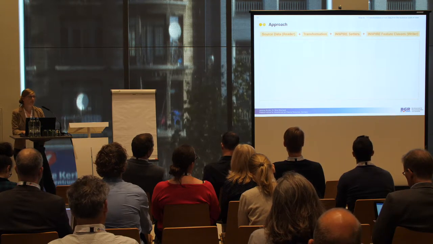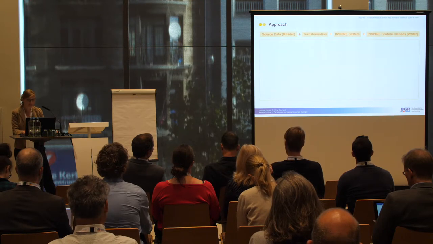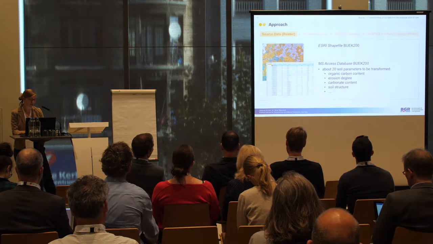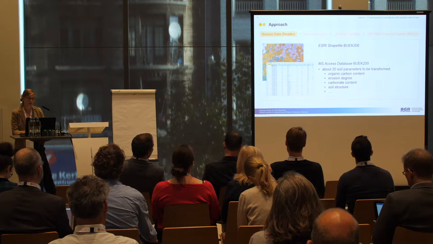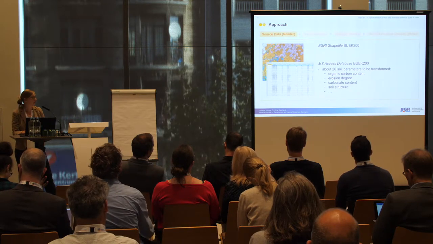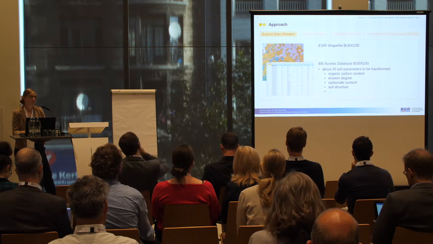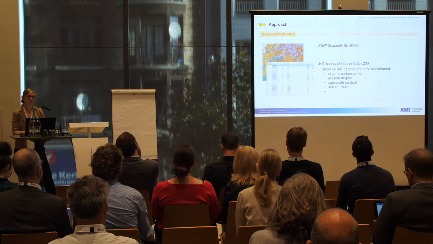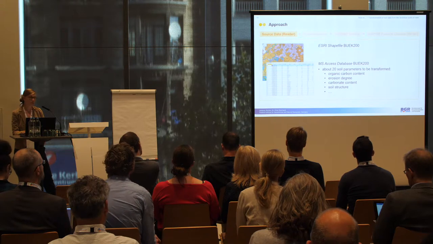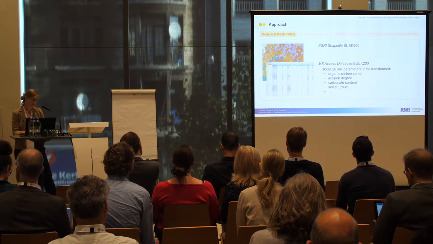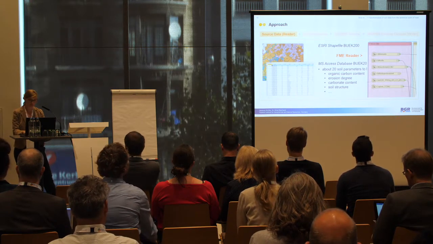The BGR and the Soil Service of the Federal Lands provide the digital soil map of Germany at scale 1 to 200,000, short BÜK200. It consists of a spatial data set and a database. This database contains around 20 soil physical and soil chemical parameters down to 200 centimeter depth. Some of them refer to the soil profile, like groundwater level or erosion degree, and some refer to the soil horizon, like humus content or soil structure. This is our source data added in FME.